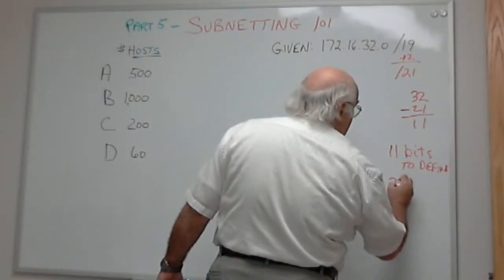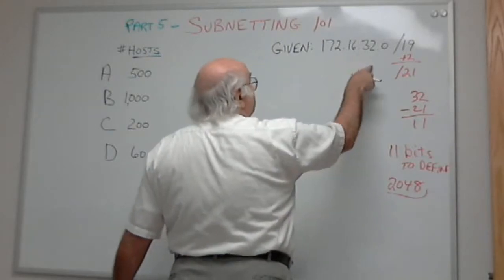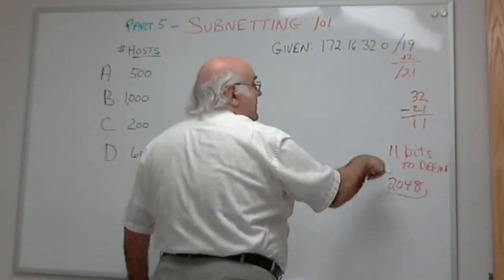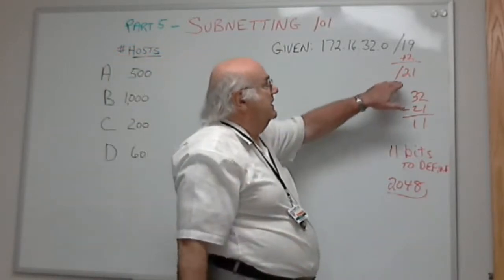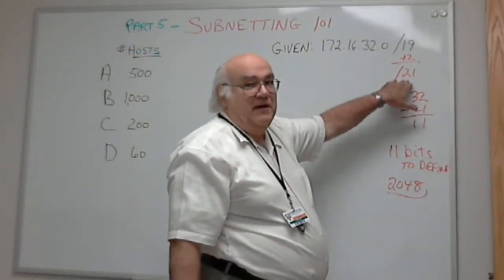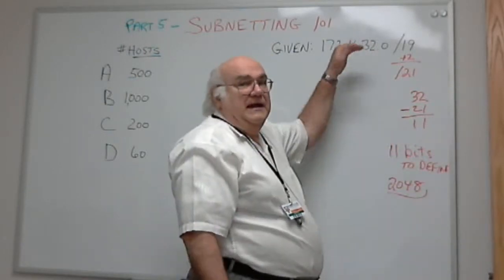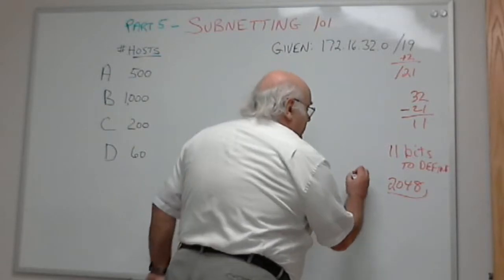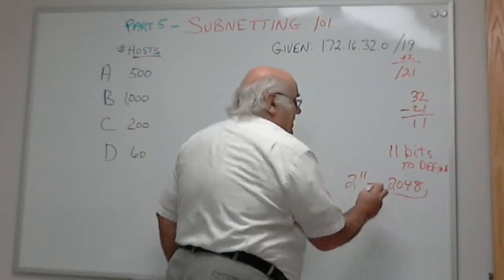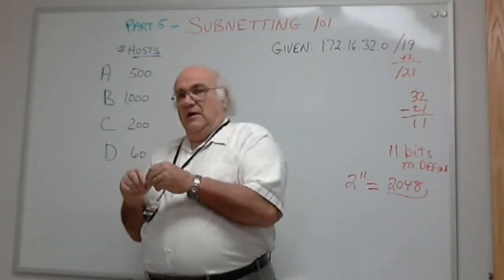So each one of these 4 networks can have 2048 hosts because I'm using /21 for my network. That leaves 11 bits left over in every one of those networks for hosts, and 2 to the 11th power is 2048. But let's look at what I really need.